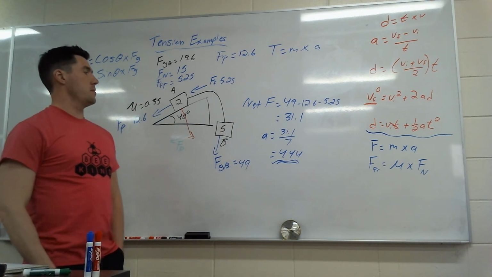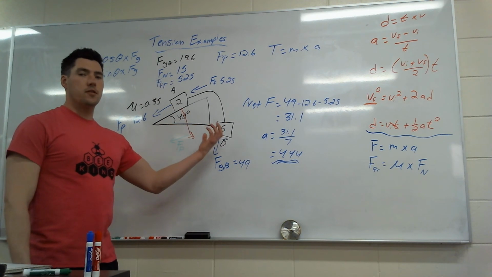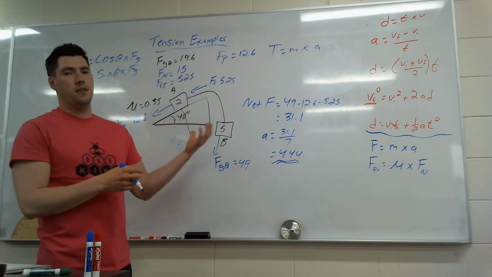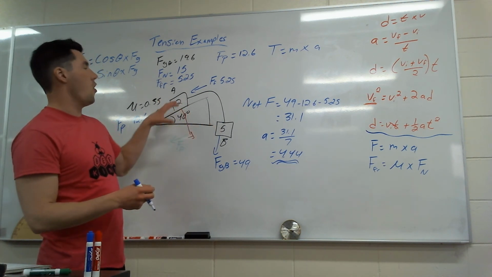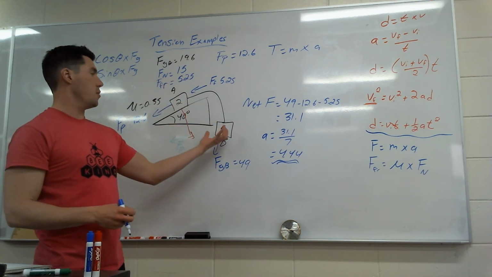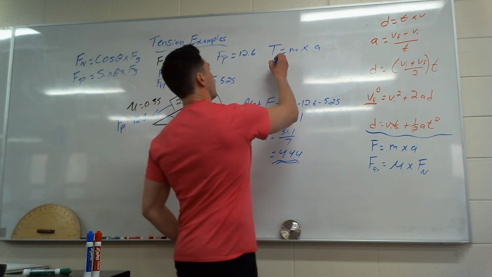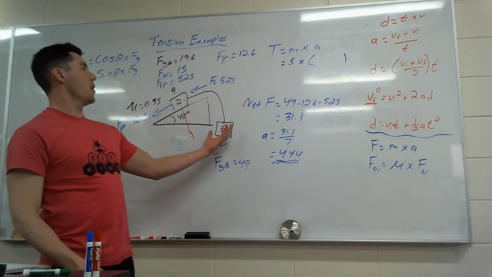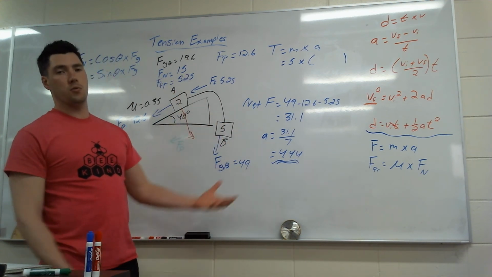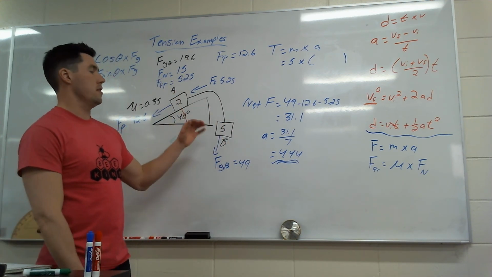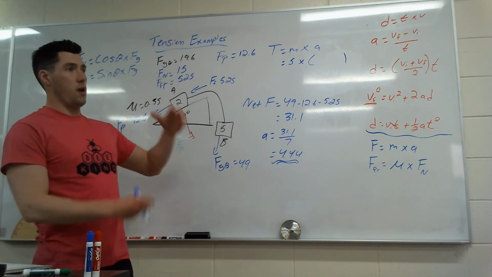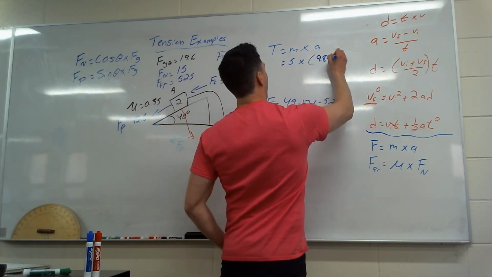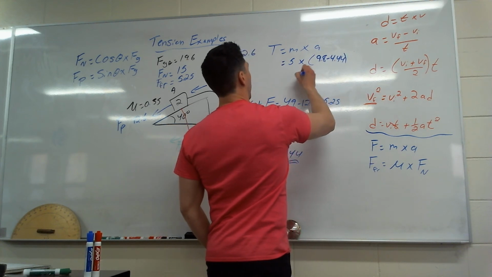Again, which way is this going? The 5 is going to be the pulling aspect, because it's going this way. Also, it's the one that's in free fall, not on a frictioned surface. So our mass is the 5. Tension equals mass of 5 times what acceleration? This is going with gravity, which means the rope has to do less work. Gravity is pulling down at 9.8, and because it's moving, we take that 9.8 minus 4.44.